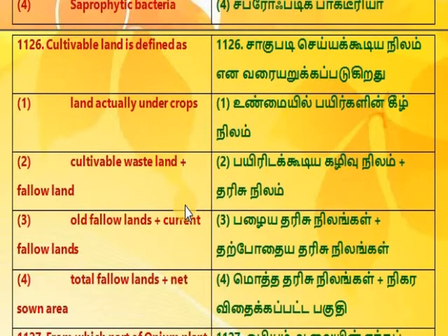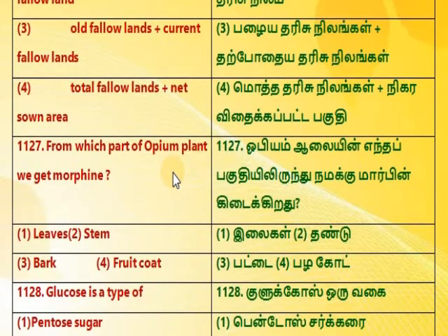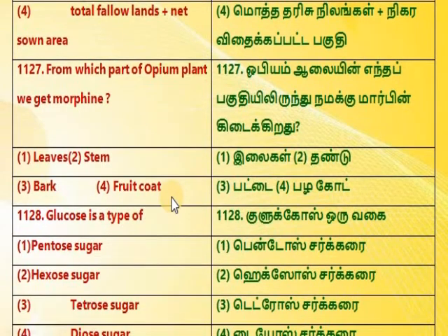1126 Cultivable land is defined as 1. Land actually under crops. 2. Cultivable wasteland and fallow land. 3. Old fallow lands and current fallow lands. 4. Total fallow lands and net sown area. 1127 From which part of opium plant we get morphine? 1. Leaves. 2. Stem. 3. Bark. 4. Fruit coat.